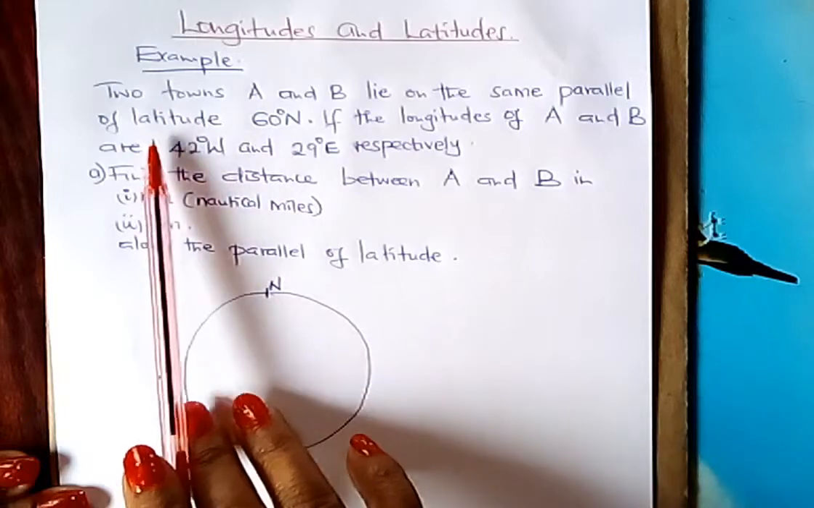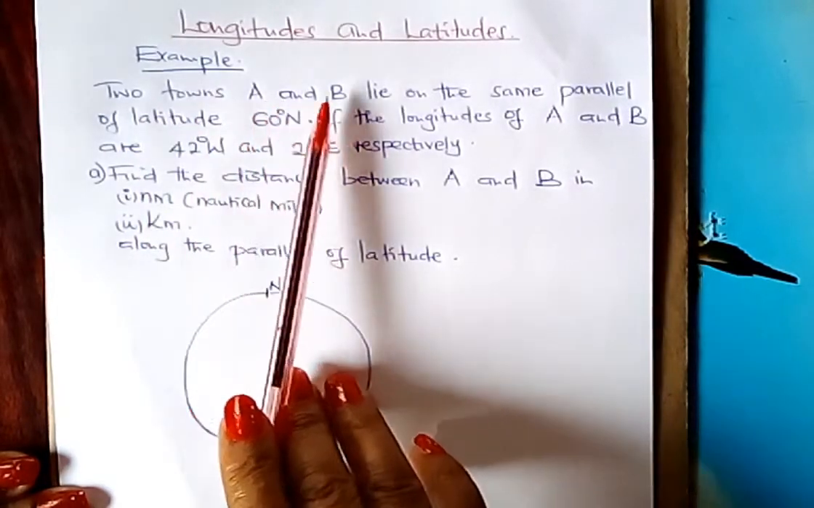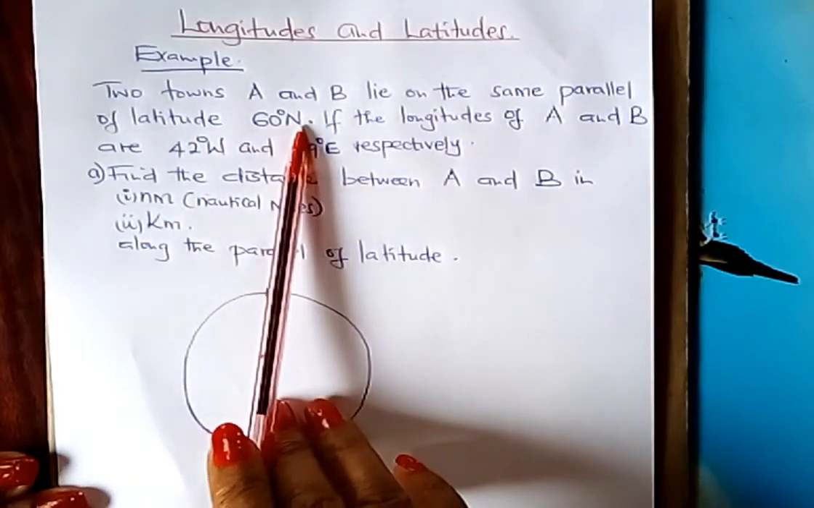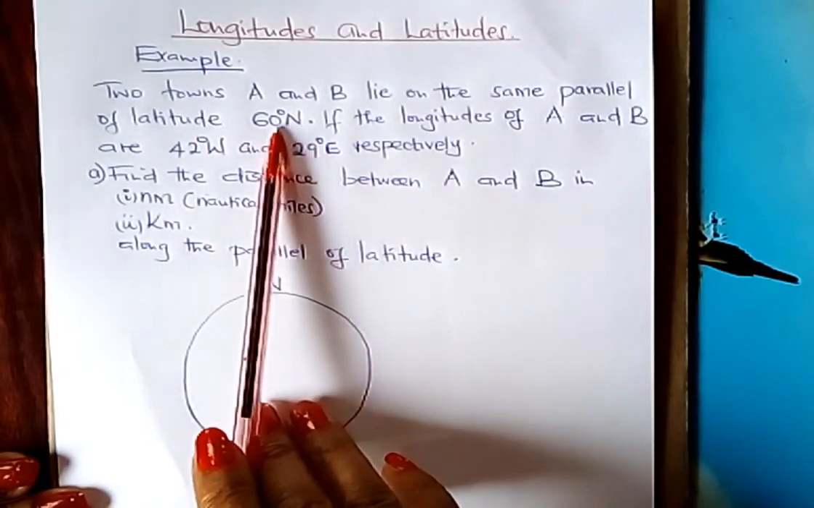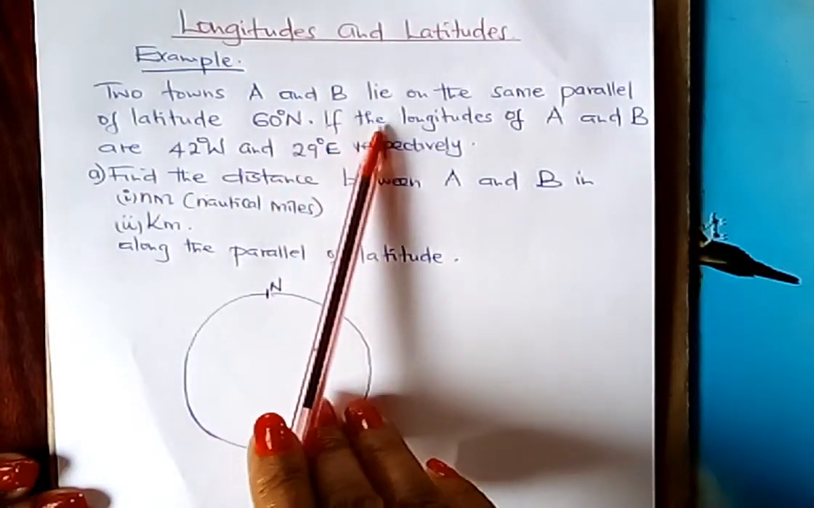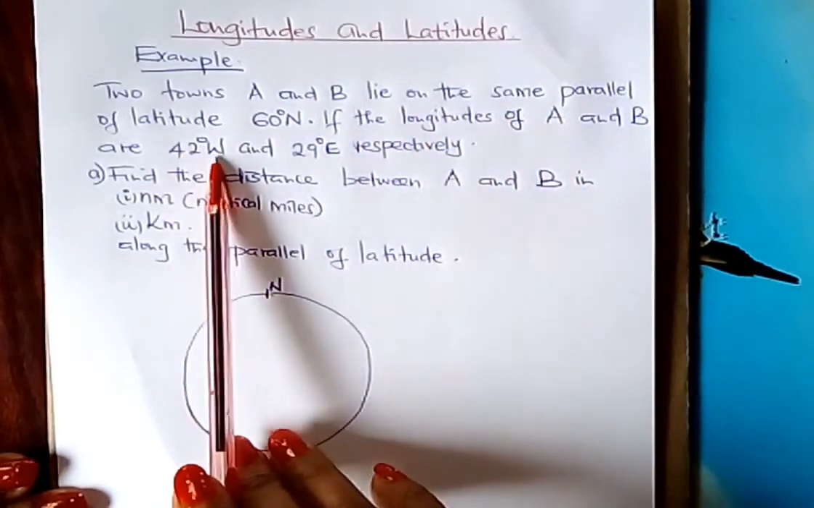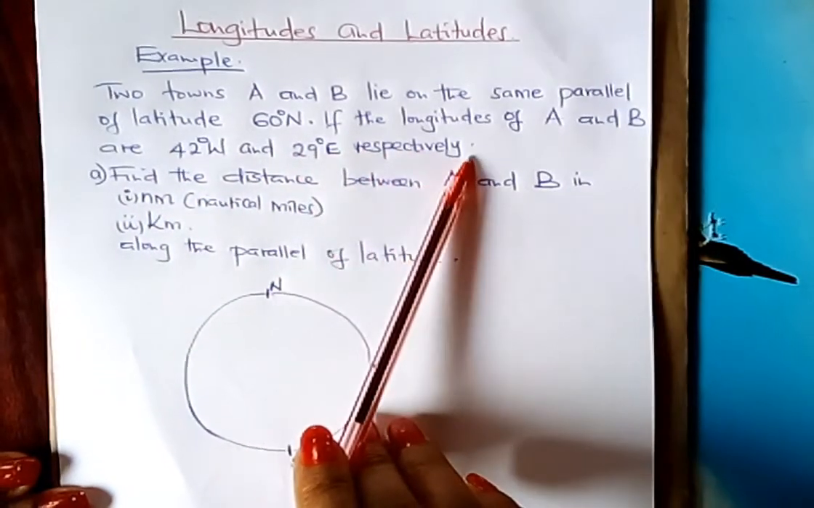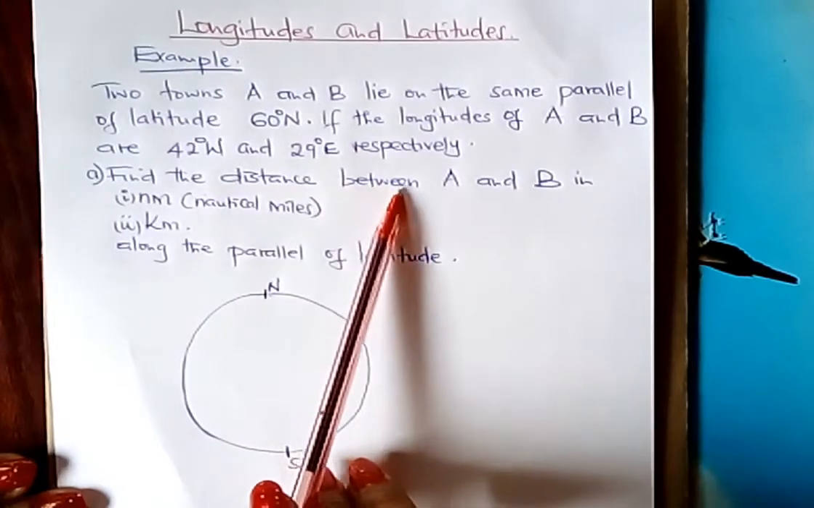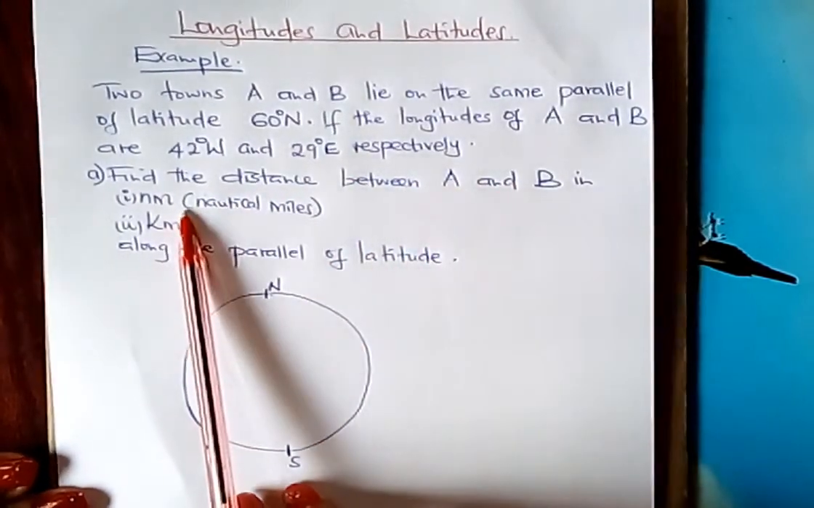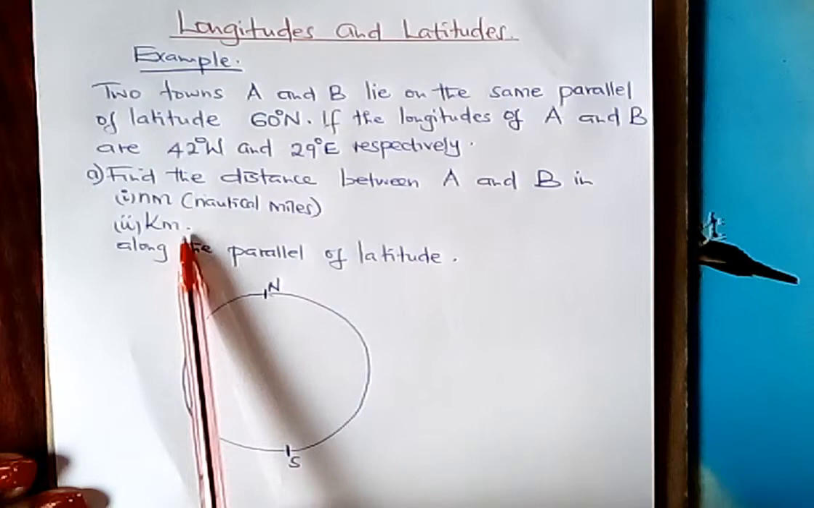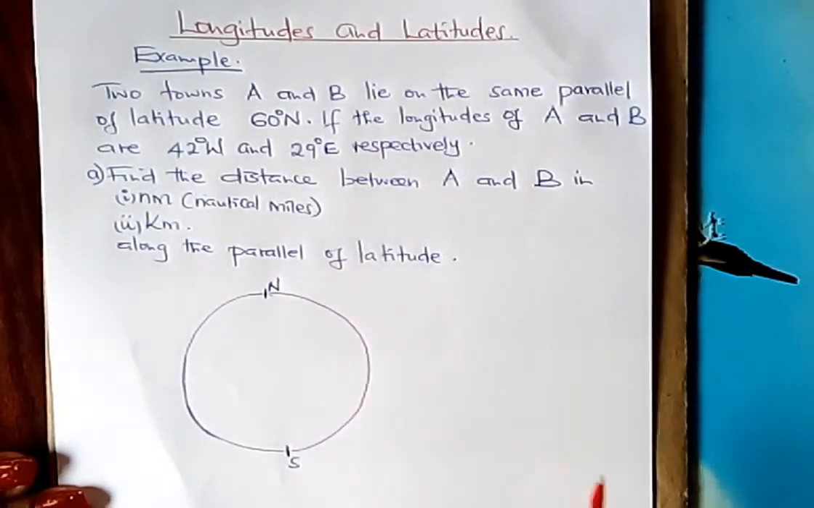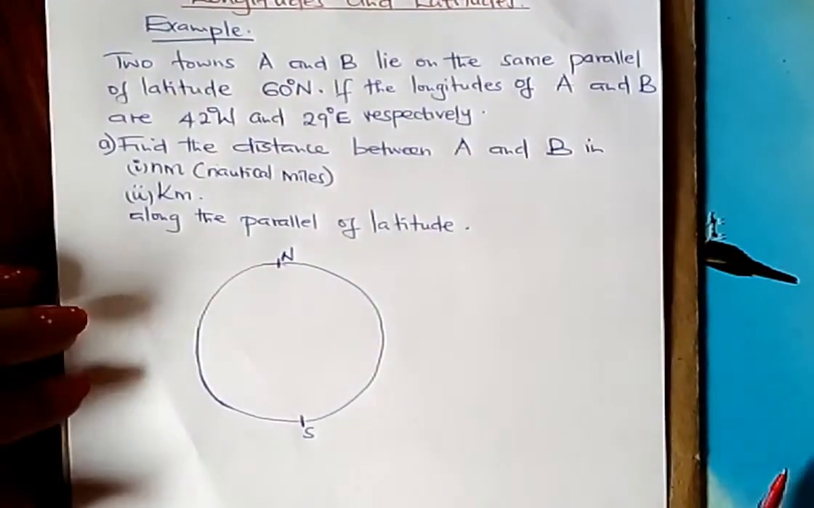Let us look at this example. Two towns A and B lie on the same parallel of latitude, 60 degrees to the north. If the longitudes of A and B are 42 degrees to the west and 29 degrees to the east respectively, find the distance between A and B in (i) nautical miles and also (ii) in kilometers along the parallel of latitude. So Lana, how do you go about that?